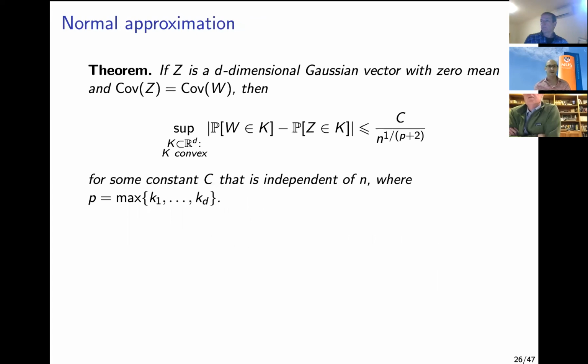And here's the main theorem. If Z is a d-dimensional Gaussian vector with 0 mean and the same covariance structure as W, then we can bound what's called the convex set distance between the two vectors by a constant over n to the 1 over p plus 2, where c is of course independent of n, but can depend on all the other things. And p here in particular is the maximal size of the subgraphs that you're interested in.